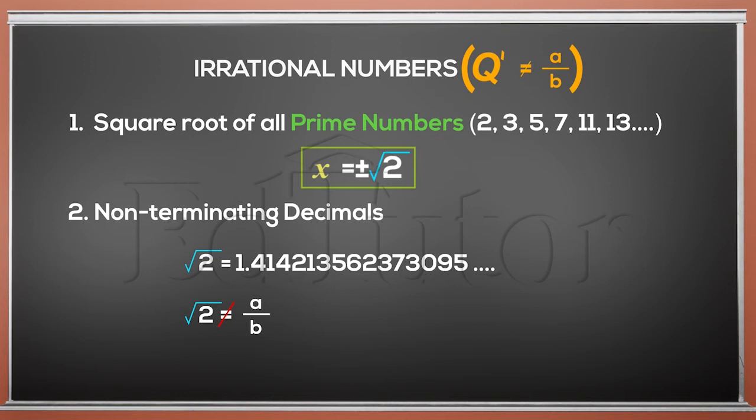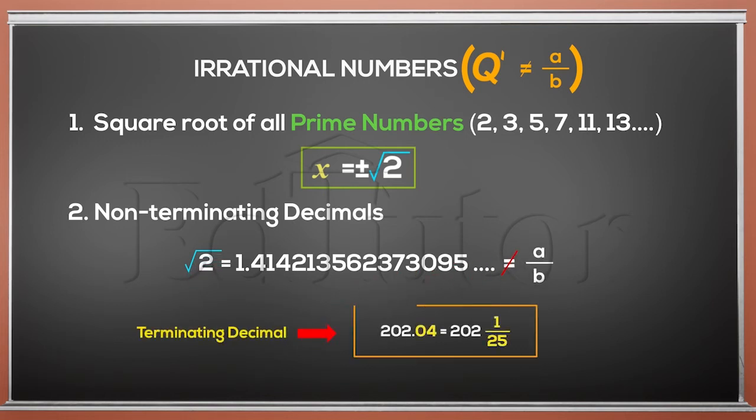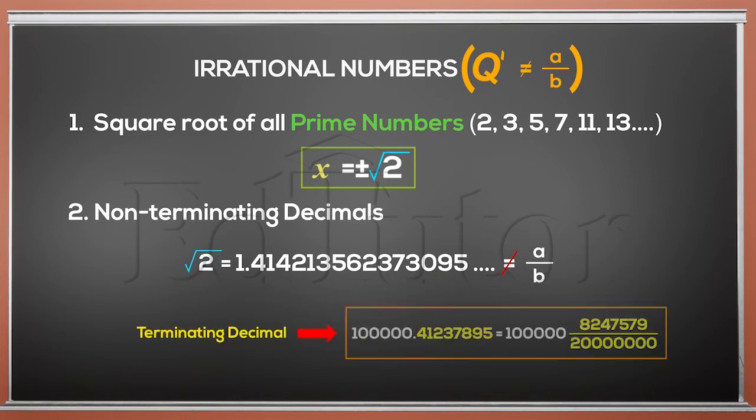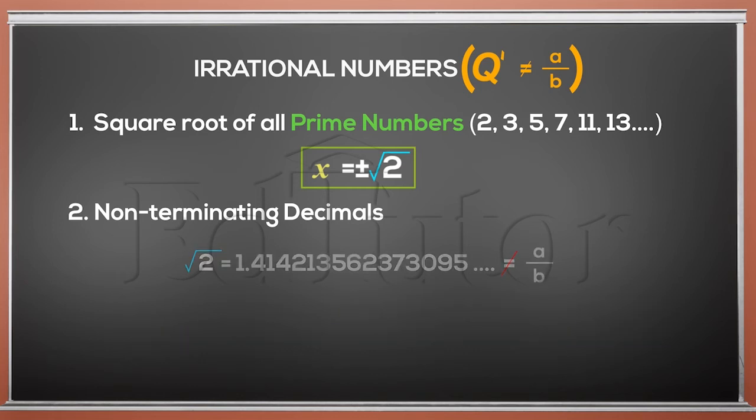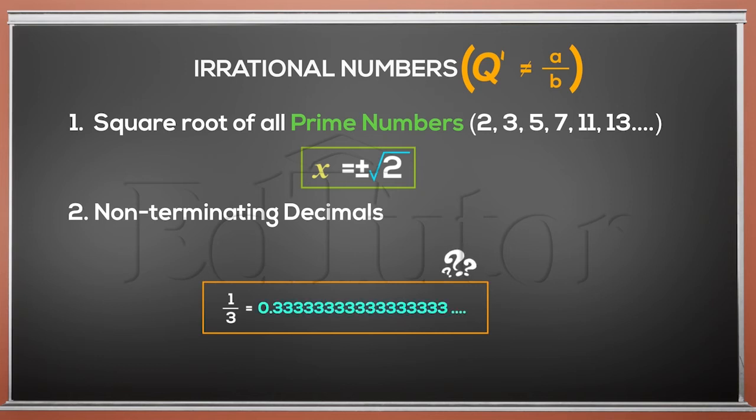On the contrary, terminating decimals can be written as fractions, like this little decimal here, or even this really big one. Some might ask, hey, what about 1 upon 3? It also doesn't terminate, but is a fraction too. Well, this brings a slight modification to the second point. Irrational decimals are not just non-terminating, but at the same time, they are non-recurring too.